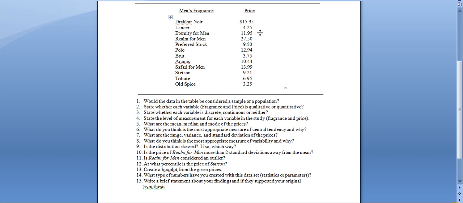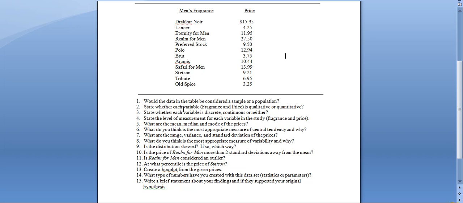Now, when you answer these questions, for example, it says, would the data in the table be considered a sample or a population? These were terms that were in the chapters that you read, so hopefully you went through the chapters first, and then you can answer these. For this first one, you would have to decide, is this all of the possible men's fragrances out there and all of the possible prices, which would be our population, or is this just some of those, or part of the total ones out there, which would be a sample?